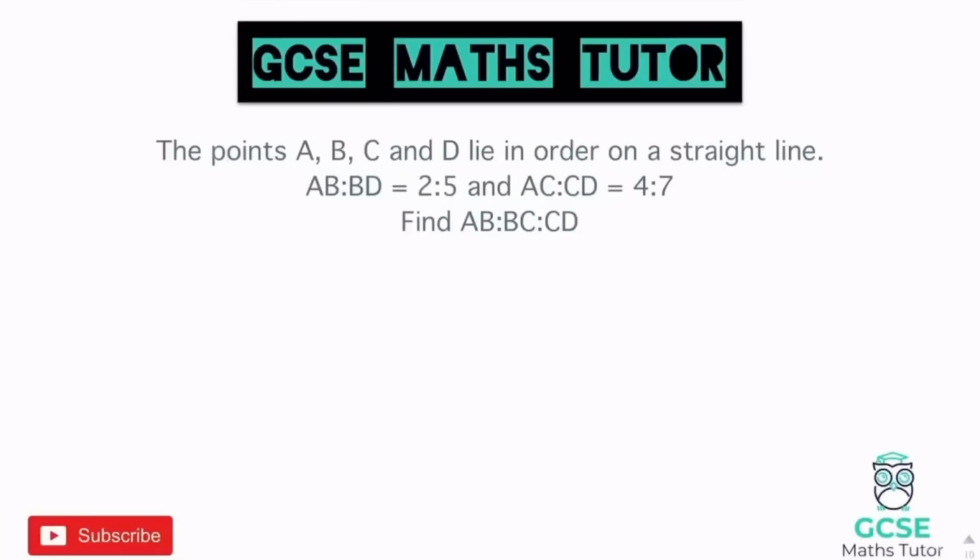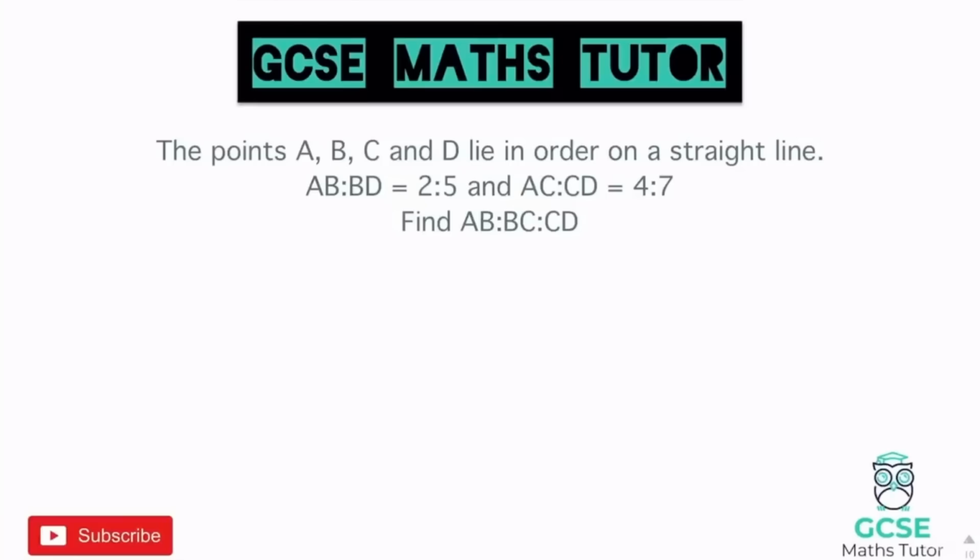Okay, so this question here looks like a 3-part ratio. We've got the points A, B, C and D in order on a straight line. We've got A to B, B to D is 2 to 5, AC, CD is 4 to 7. And we want to find the ratio A to B, B to C, C to D. So it looks like, and it is going to be a 3-part ratio the way we look at it, but it looks like we're going to have to try and find some sort of crossover.